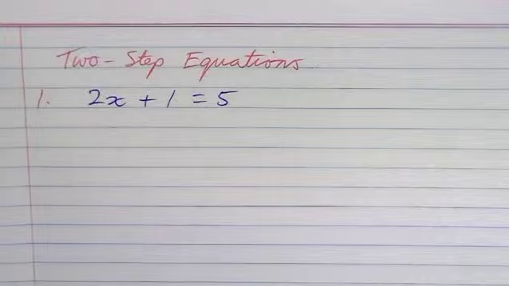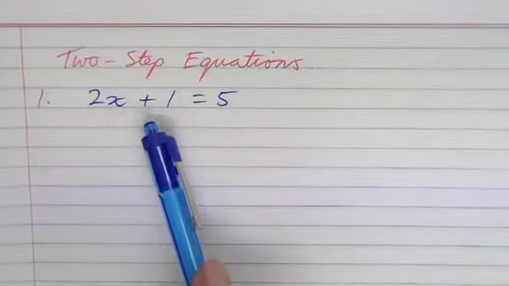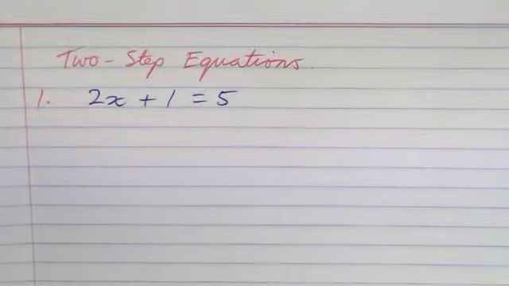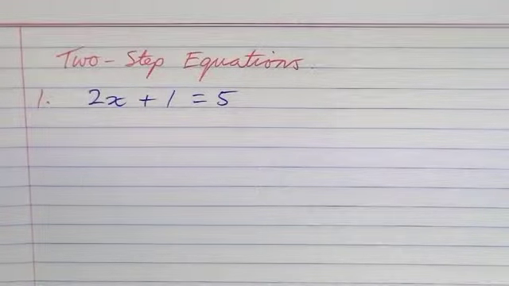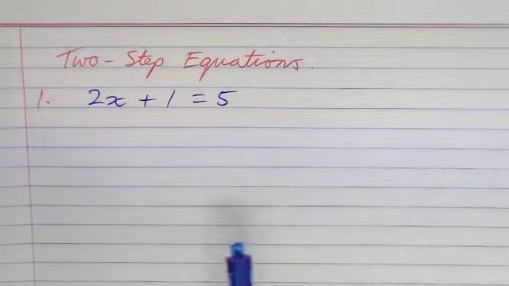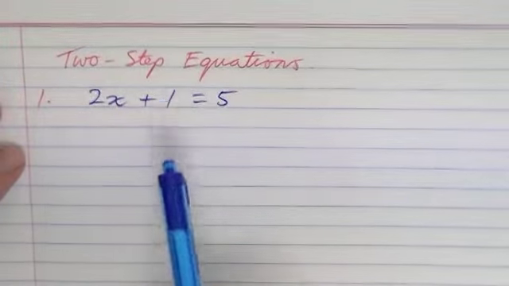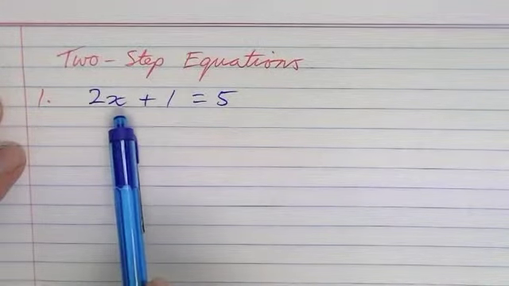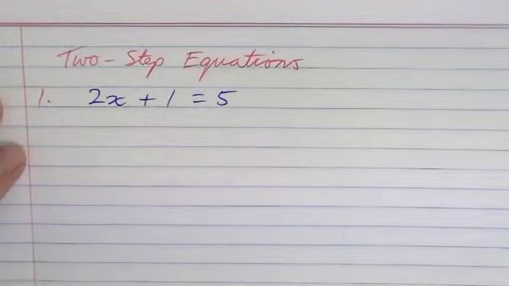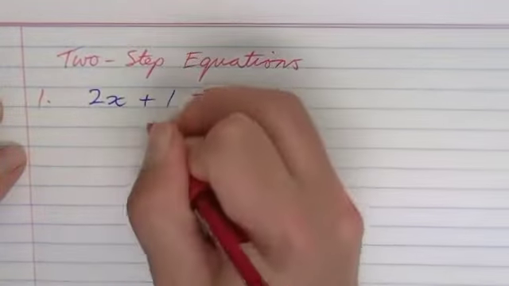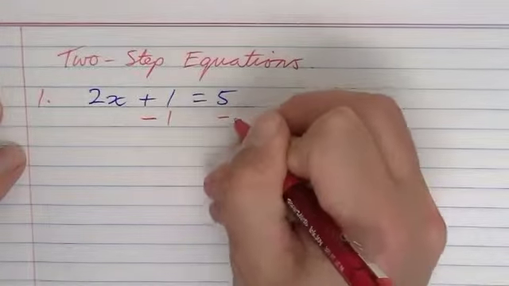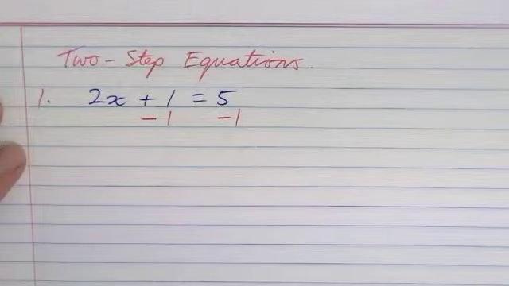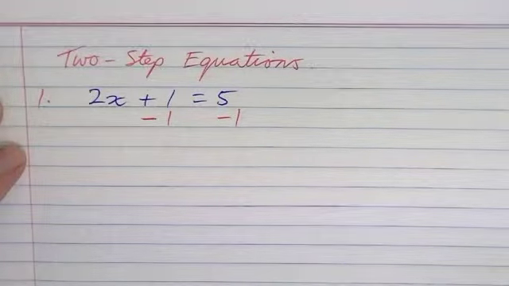Okay. Our first two-step equation to solve is 2x plus 1 equals 5. Now to solve this two-step equation, we need to start using inverse operations with the furthest operation away from the pronumeral. In this case, the plus 1 is further away from our pronumeral x than this 2 is, which means 2 times x. So we start with the plus 1. And the inverse of plus 1 is minus 1. So we've got a minus 1 from both sides of our equal sign.